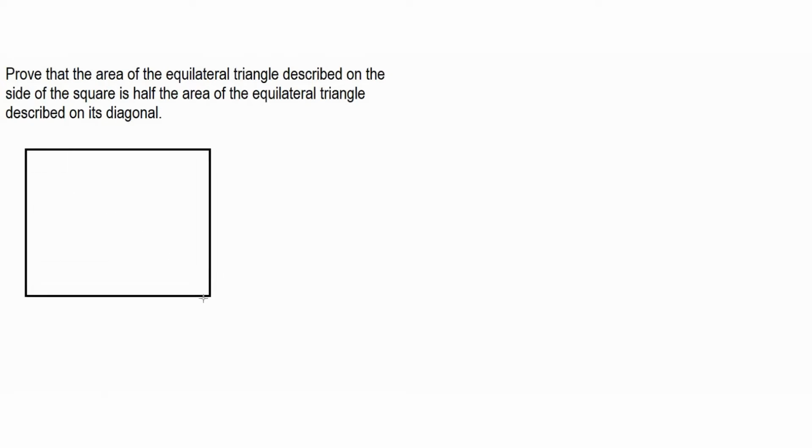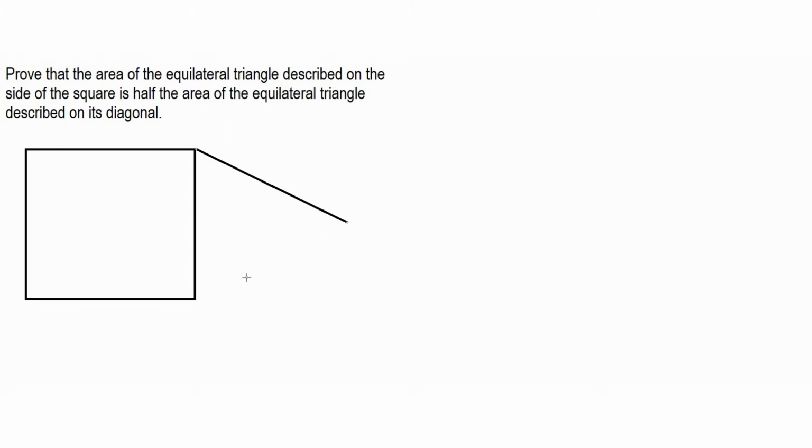So let us draw a square. We have to show that the area of an equilateral triangle described on the side of the square. So this is an equilateral triangle which is described on side BC of the square. Let us label the sides. So the vertices are labeled as A, B, C, D. Let this be E. This is an equilateral triangle. This is given to me. Therefore, every angle is equal to 60 degrees.